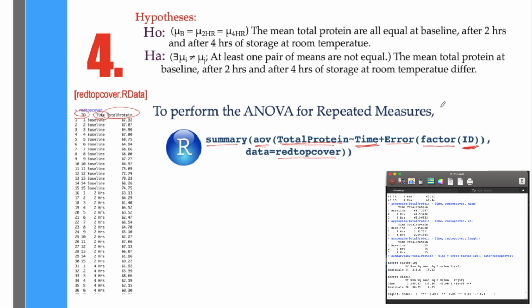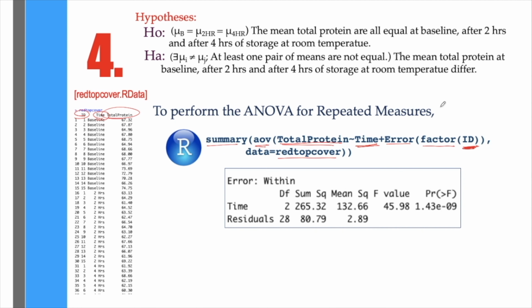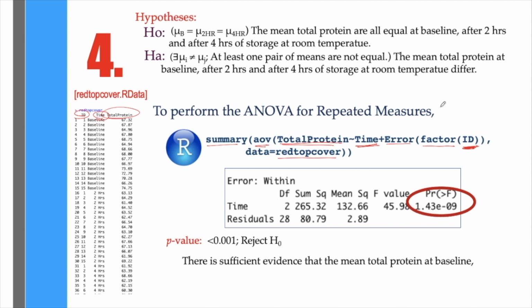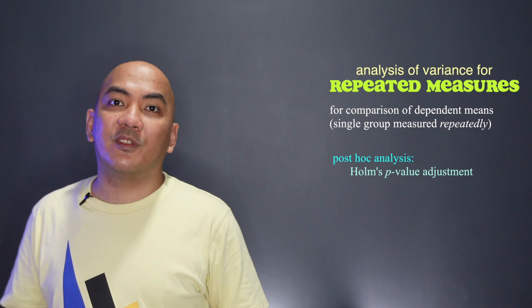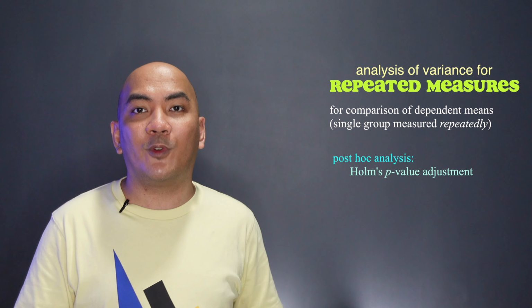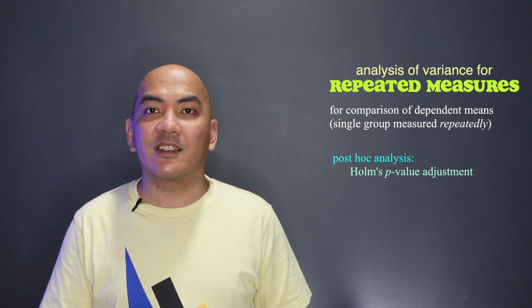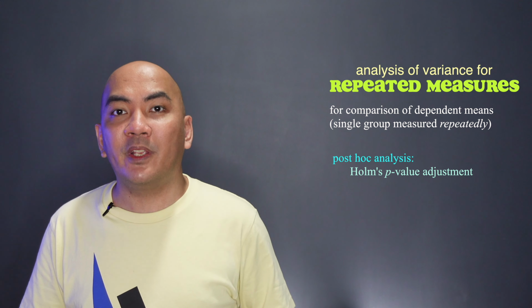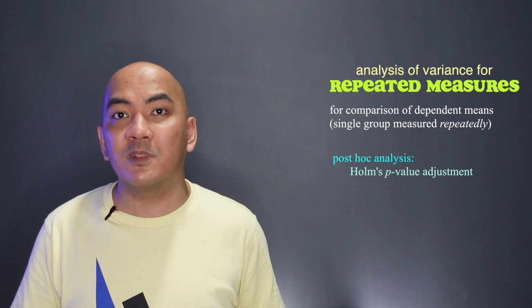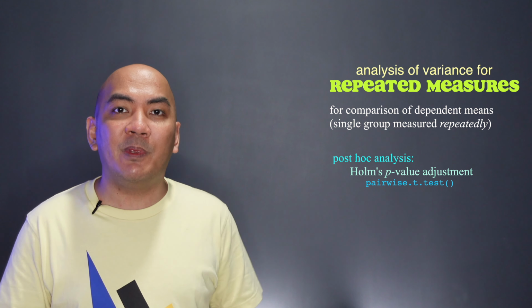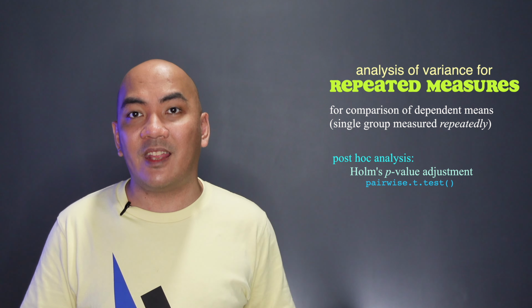After that, the analysis of variance for repeated measures will show a p-value which is less than 0.05. So we're going to reject the null hypothesis, which implies that there is sufficient evidence that the mean total protein at baseline, after 2 hours and after 4 hours of storage at room temperature differ. Since the analysis of variance rejected the null hypothesis, we have to perform the post hoc analysis. And for analysis of variance for repeated measures, the appropriate post hoc analysis is what we call the Holm's p-value adjustment. And this may be performed using the pairwise.t.test function.